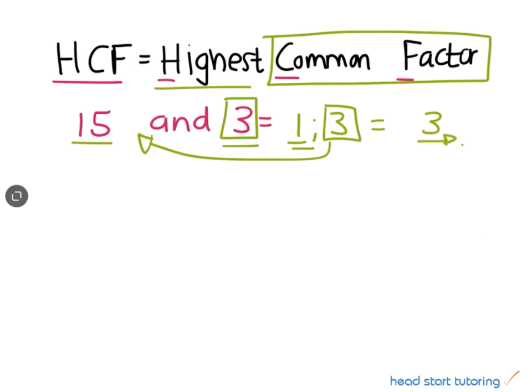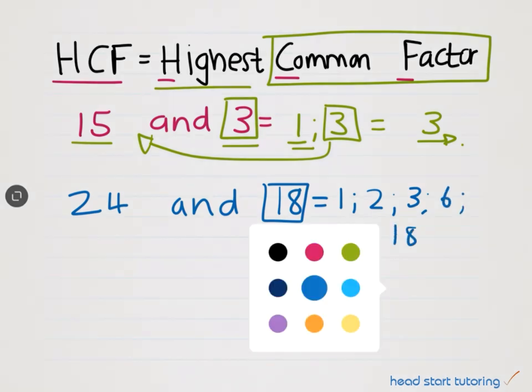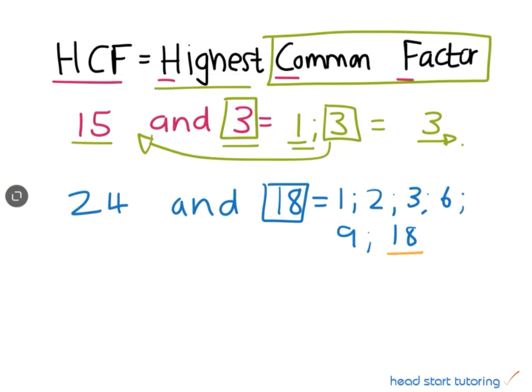If we have a look at the HCF, or the highest common factor of 24 and 18, we again need to list all the factors of our smaller number. So the factors of 18: 1, 2, 3, 6, 9, and 18. So then we start with the highest factor of 18, which is 18, and we ask ourselves, is 18 a factor of 24?